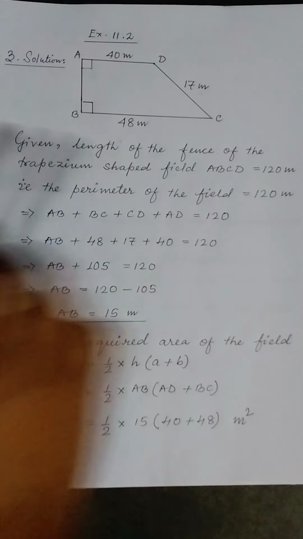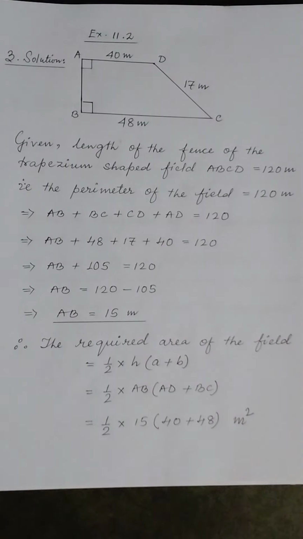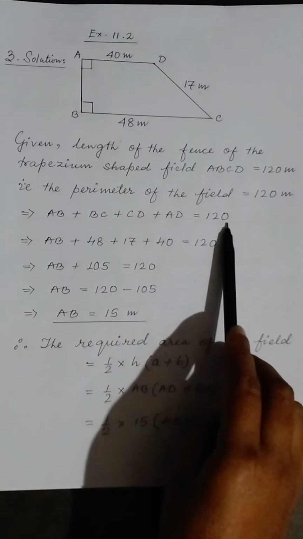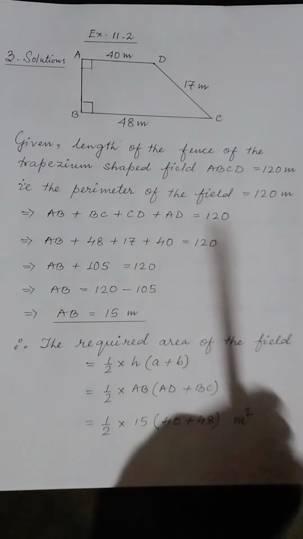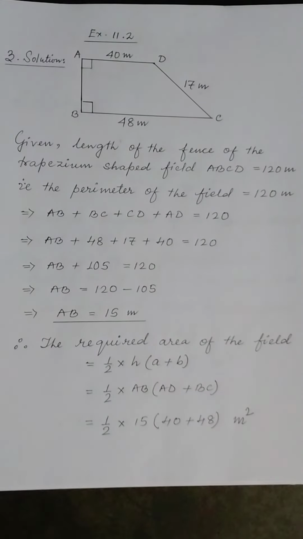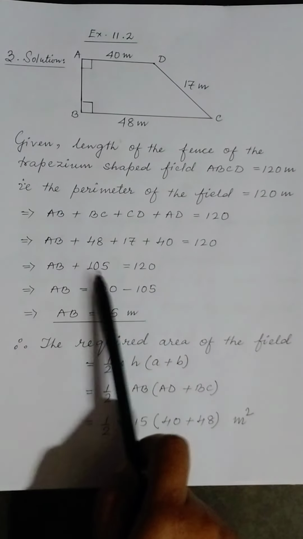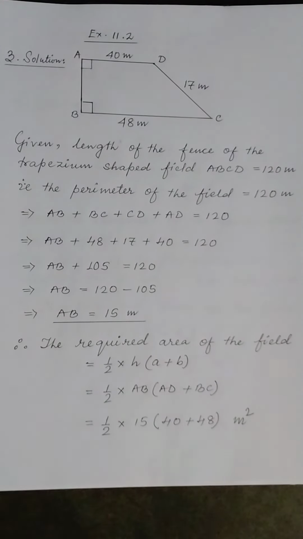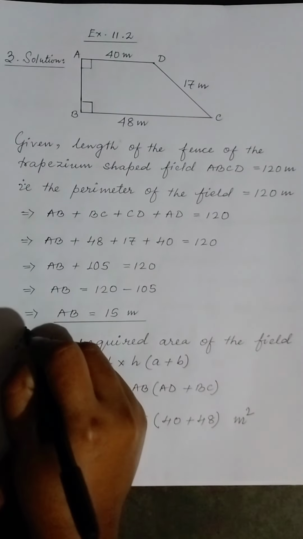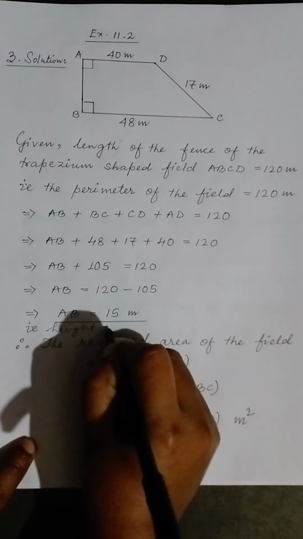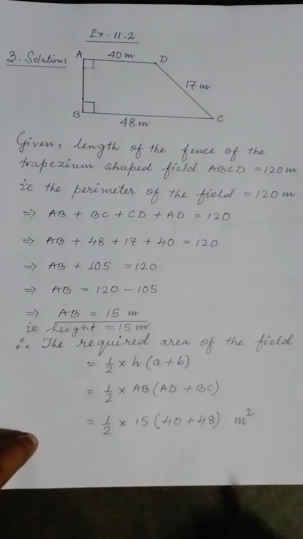Now, as the perimeter of the trapezium is known to you, that means perimeter of any figure means what? Sum of the sides. That means can I write that AB plus BC plus CD plus AD will be equal to the perimeter, because perimeter means sum of the sides. Okay, written. That means AB plus BC is 48, CD is 17, AD is 40 equals to 120. Now AB plus these three sum up to 105, 120. Now AB equal to 120 minus 105, that is AB equal to 15 meter. That means what? Here one line I have missed, that is, height is equal to 15 meter. Am I right? Height is your 15 meter.